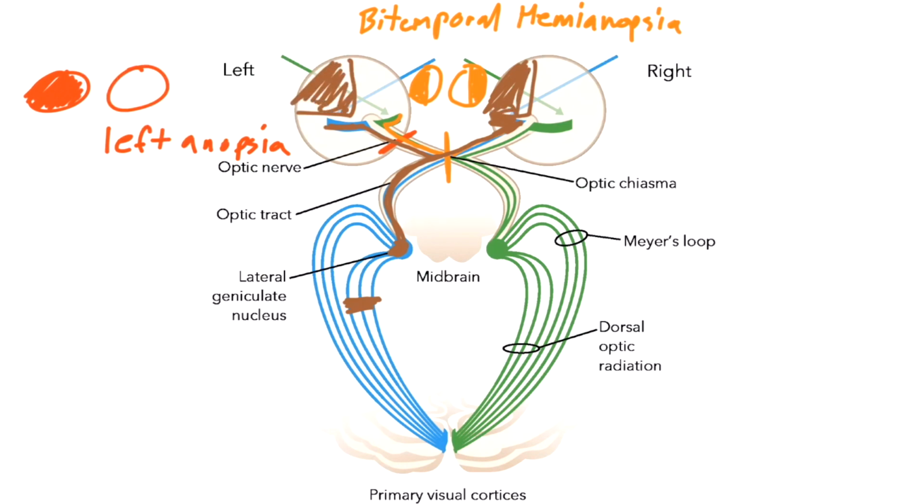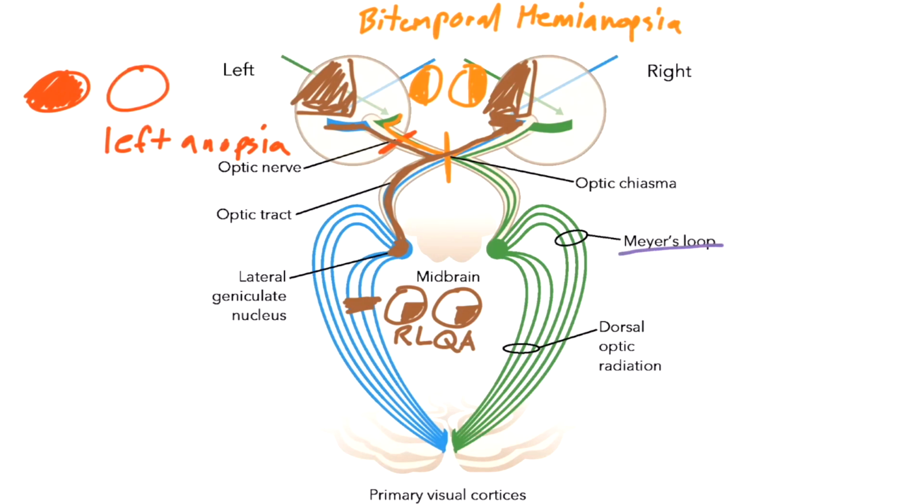So what would be the visual field loss? Well, we just take that, make it upside down and backwards, which would be the right lower quadrant, which means this patient has right lower quadrantic anopsia.